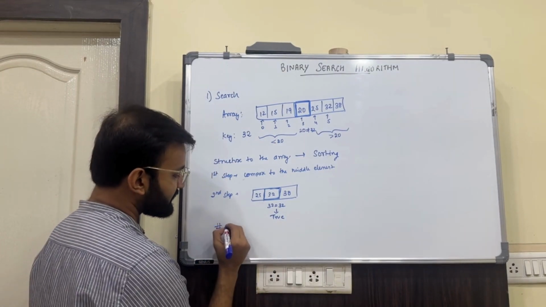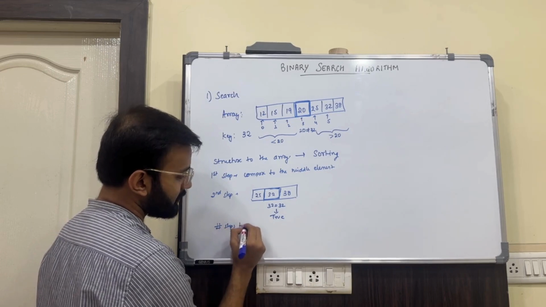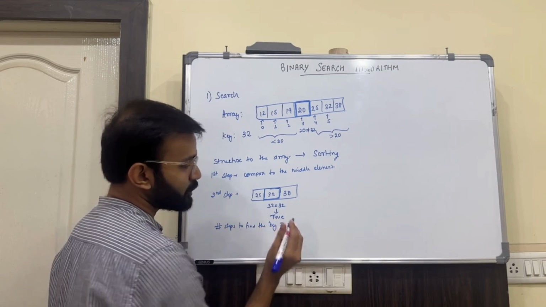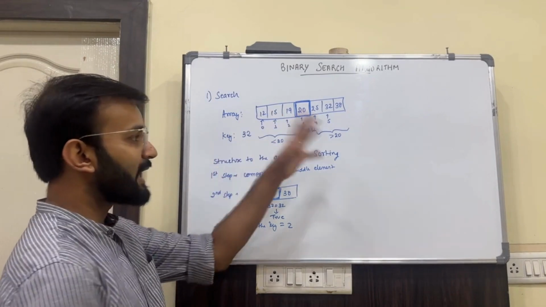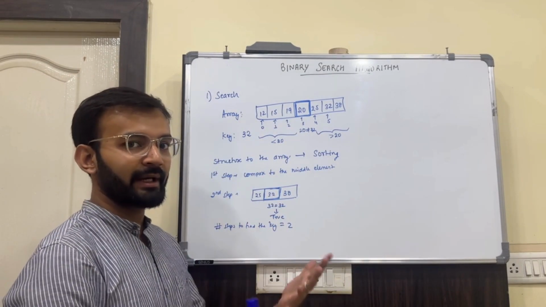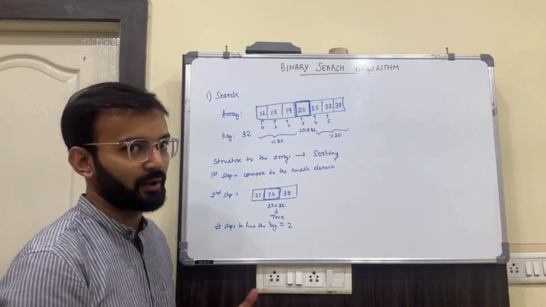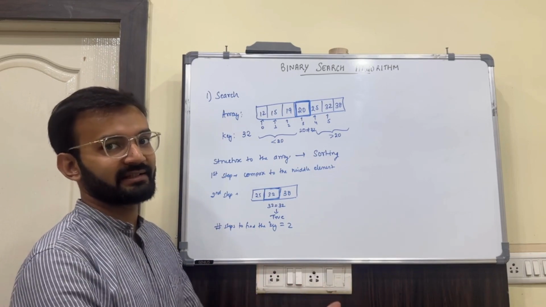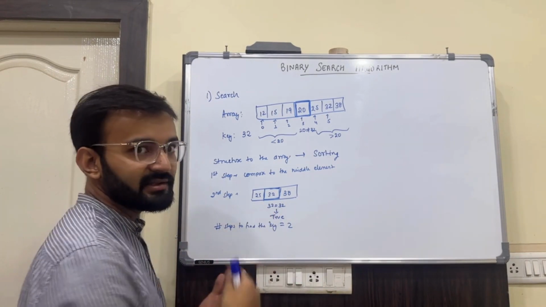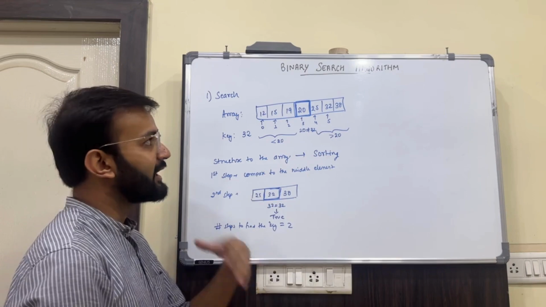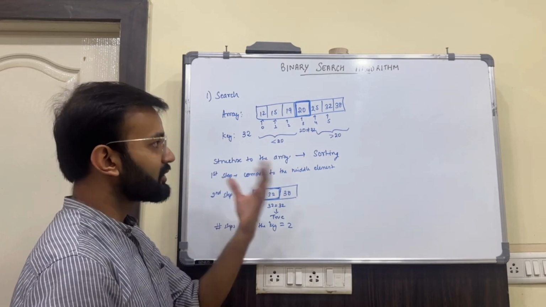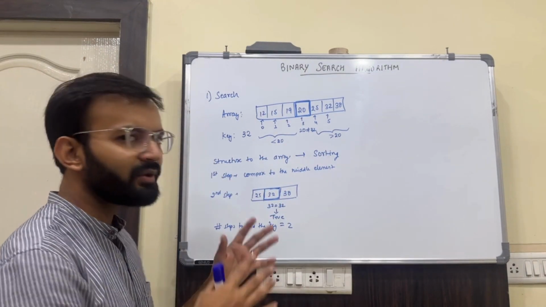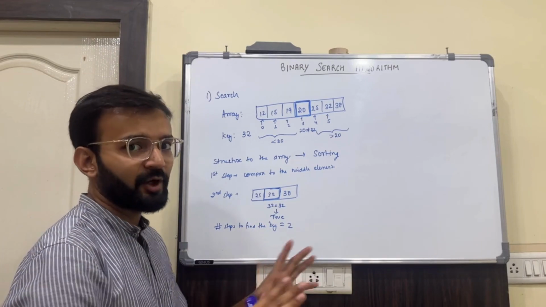The number of steps to find the key here is just 2. As you can see, in the naive approach, even though the array was sorted, we took 6 steps to arrive at the answer that the key exists in the array. But with binary search, we exploited the structure provided by sorting to arrive at the answer in only 2 steps. So now let's look at the time complexity.